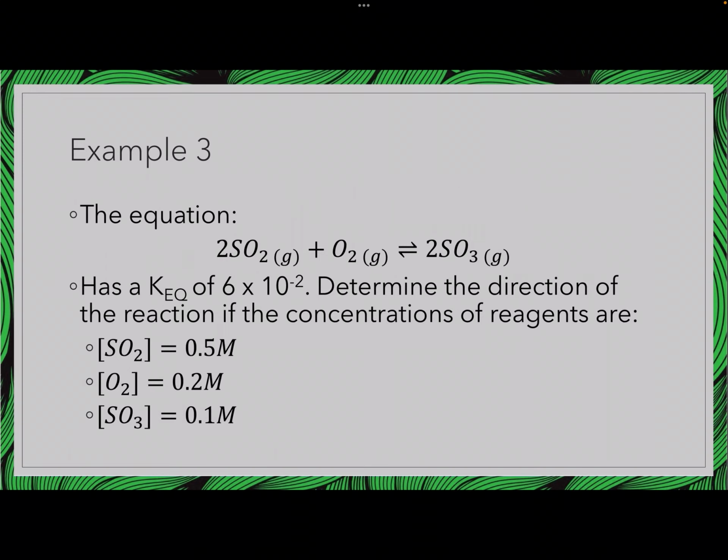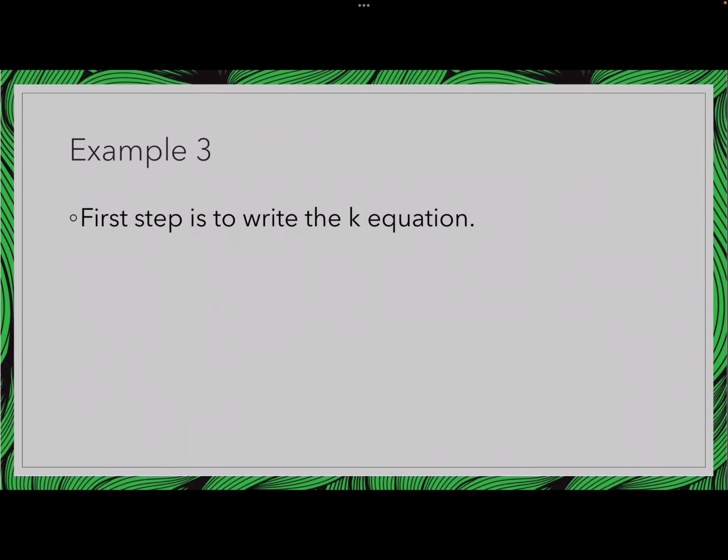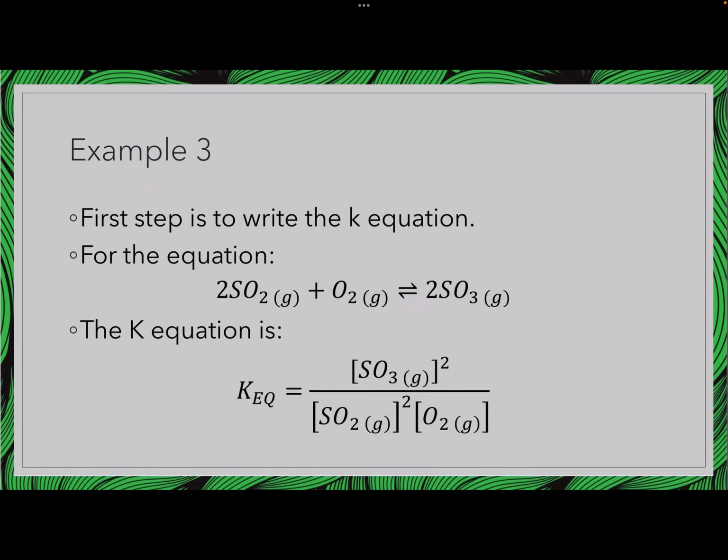For equation 3, let's say we have this equation again, 2SO2 plus O2 is in equilibrium with 2SO3. Now imagine that has a KEQ of 6 times 10 to the negative 2, so 0.06. Determine the direction of the reaction if the concentrations of the reagents are 0.5, 0.2, 0.1. Same thing, we write the K equation. So for this equation, KEQ is SO3 squared over SO2 squared times O2.